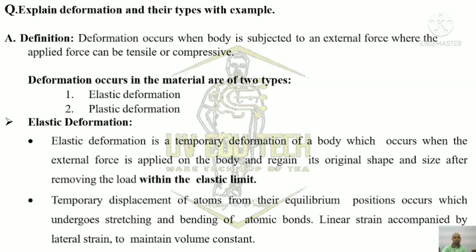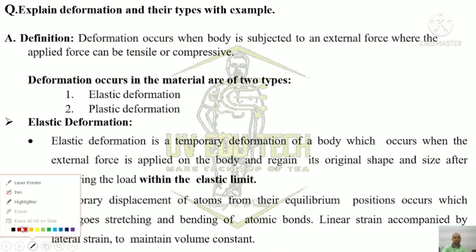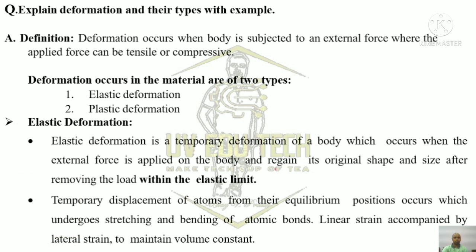Elastic deformation is a reversible process in which the body deforms when the external force is applied and regains its original shape and size when the force is removed, within the elastic limit. In this type of deformation, atoms are displaced from their equilibrium position by stretching and bending of the atomic bonds. To maintain the constant volume of the body, linear strain is accompanied by lateral strain.